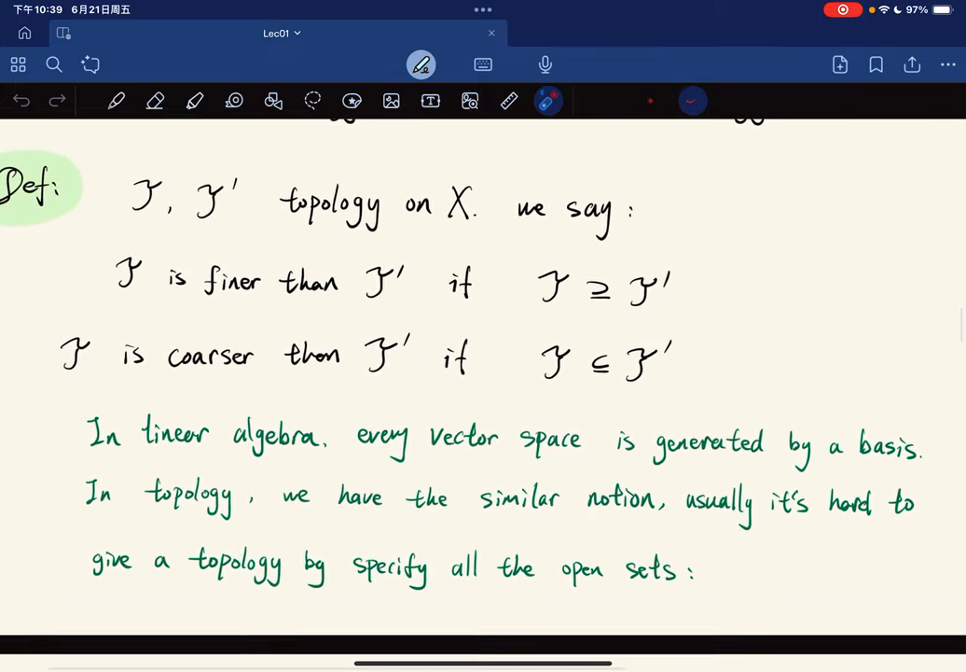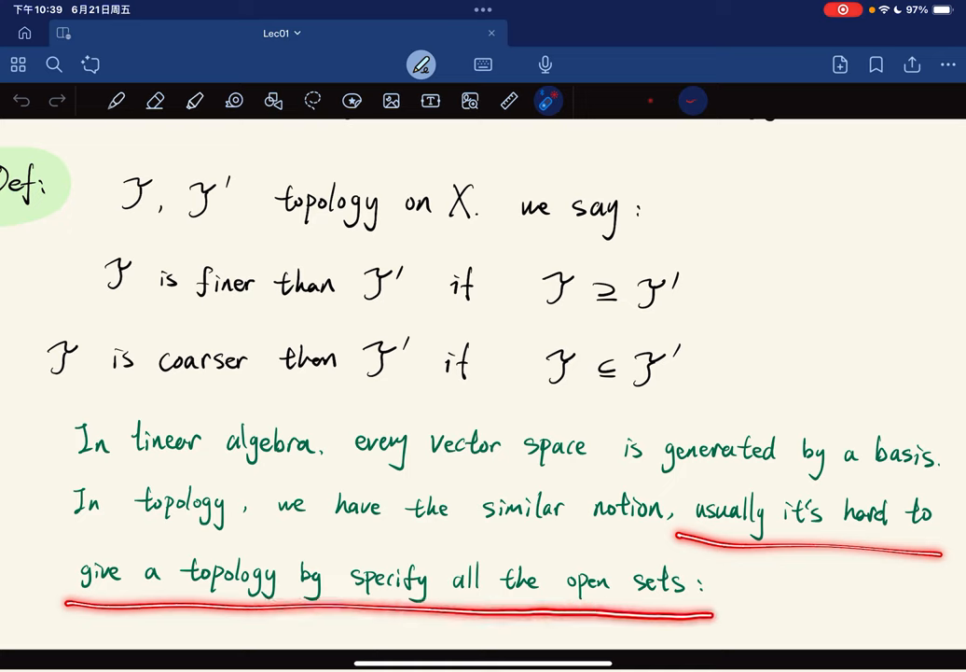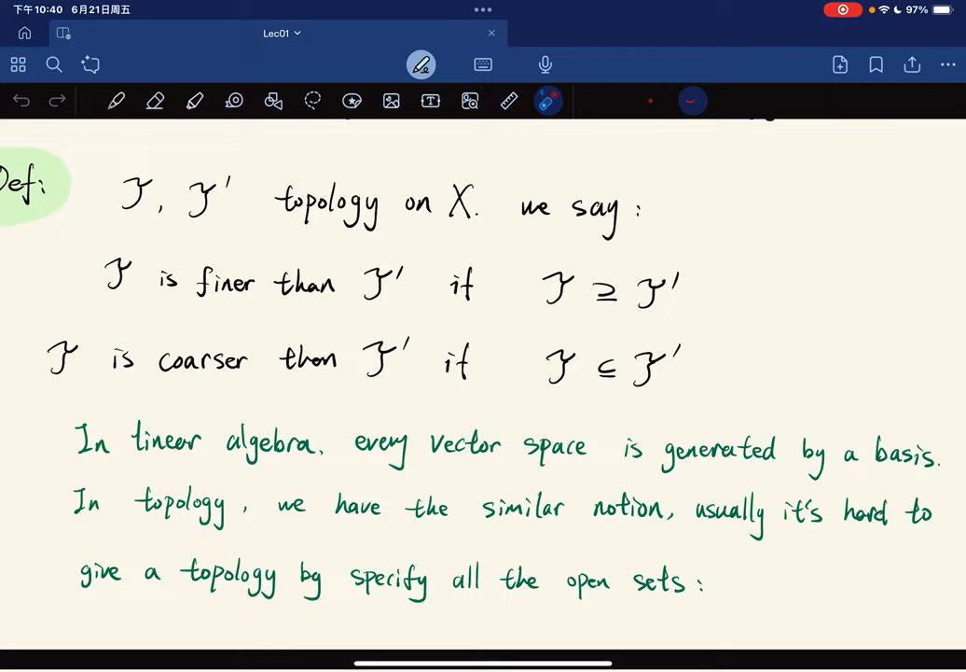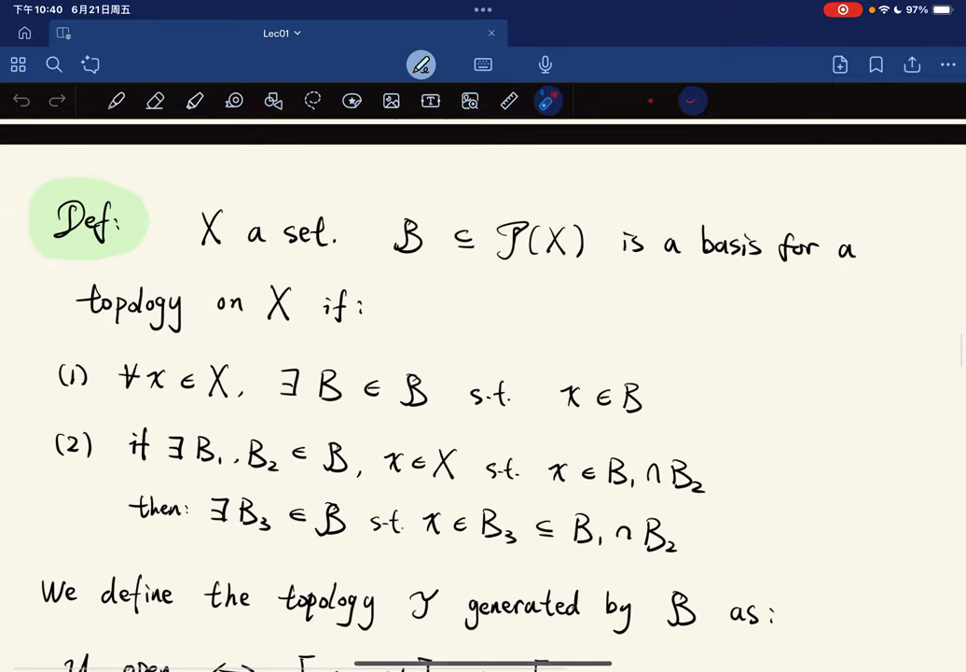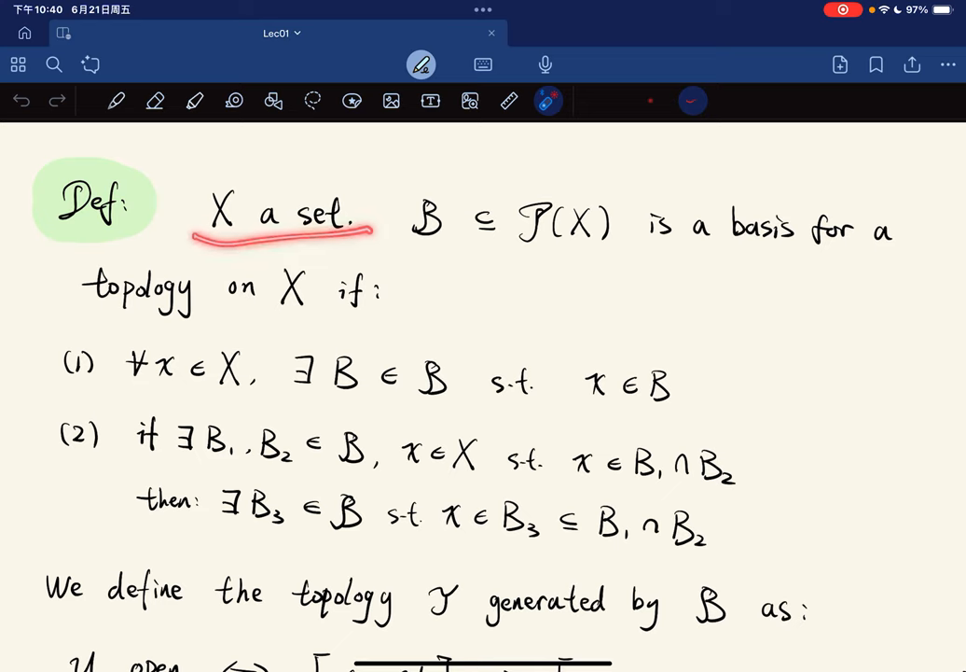In linear algebra, every vector space is generated by a basis. We know that, right? The proof uses the axiom of choice, which implies Zorn's lemma. In topology, we have a similar notion. Usually it is hard to give a topology by specifying all the open sets, so we have the same notion of a basis, as the title pointed out. Here we're going to define what a basis is.